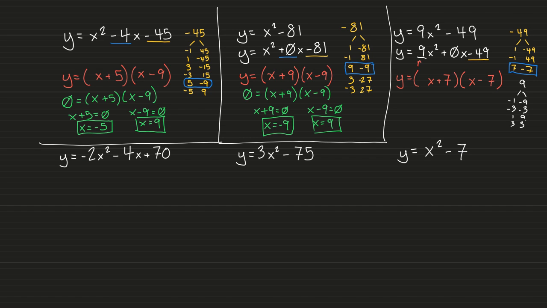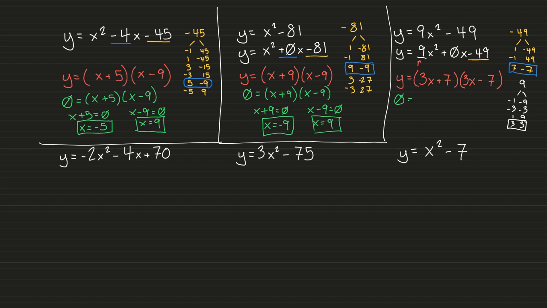So when we're looking at 9, we see 3 and 3. 3 and 3 get us there. So we have 3x plus 7 and 3x minus 7. This looks a little weird. If you were ever questioning it, you could definitely refoil. You could foil this back out and you would see what happens, which is very cool.